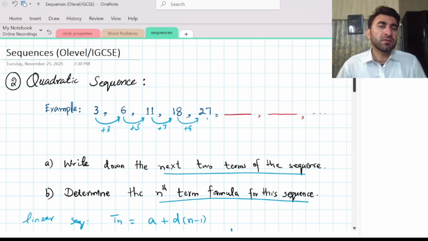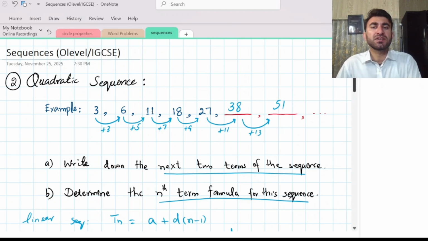So the next term will be 27 plus 11. So that shall become 38, and the term after that shall be 38 plus 13, that shall become 51. So the two terms after the given five terms are 38 and 51.